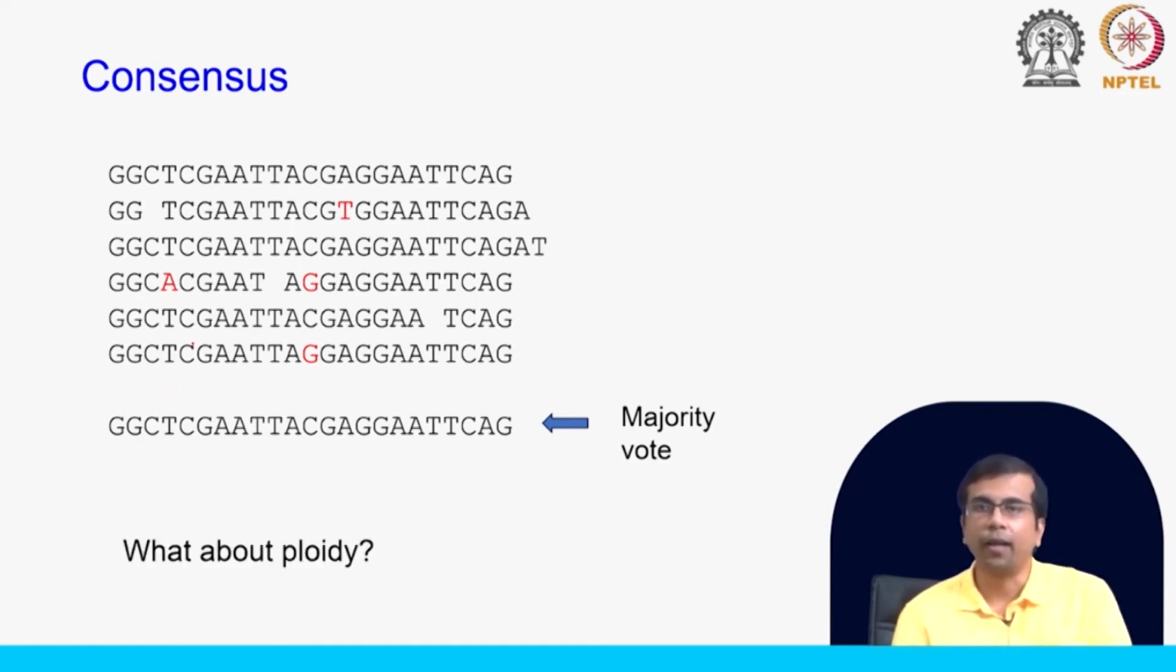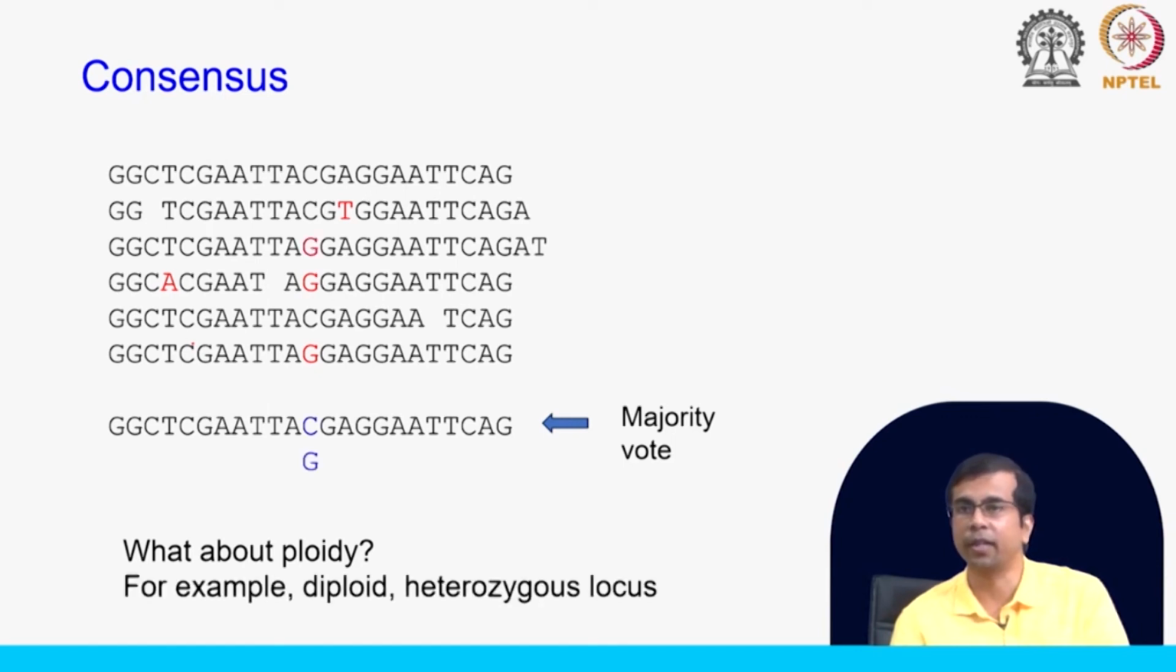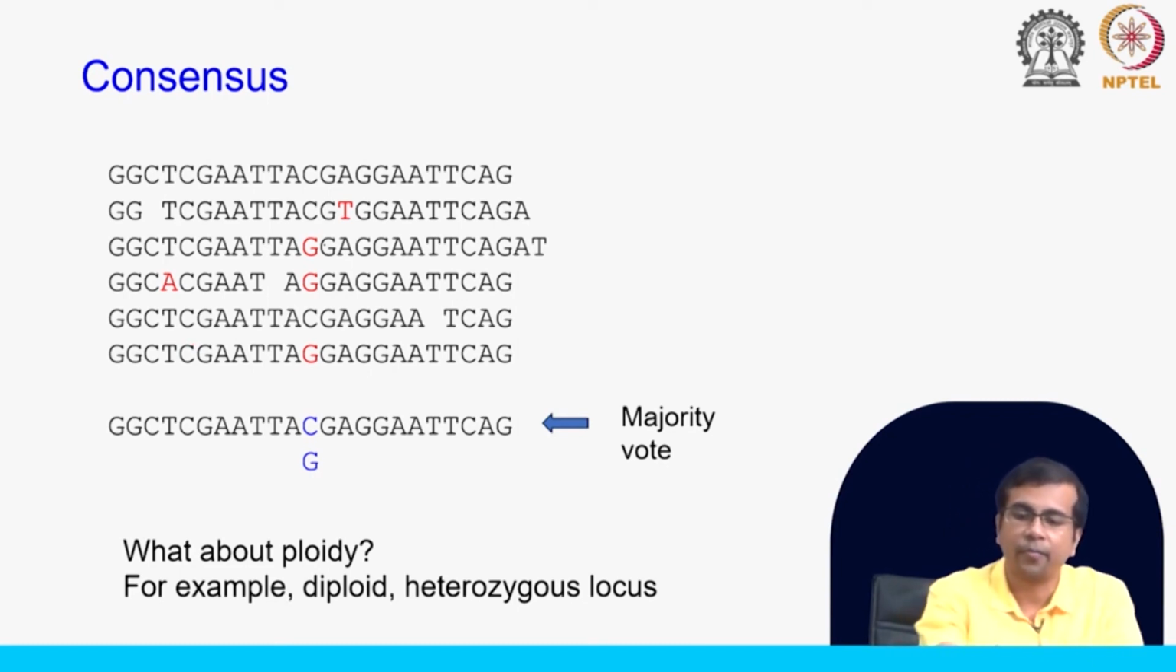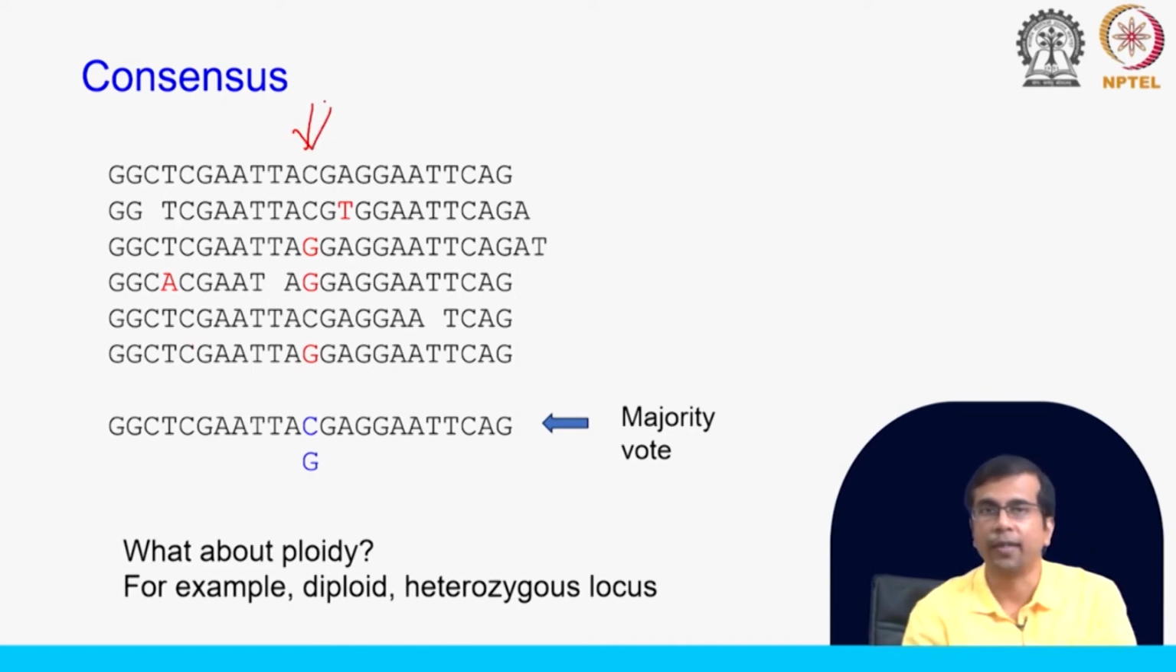Now, one complication we will have is ploidy. For example, if you are working with the human genome, we are diploid. If you have ploidy and you are working with a heterozygous locus, you have two copies, one coming from the mother and another from the father. There are variations, so maybe in this position here we have two nucleotides, one is C and another is G, and they are in equal frequency. So 50-50, or close to 50-50 in some cases.